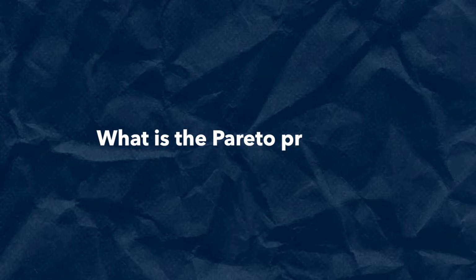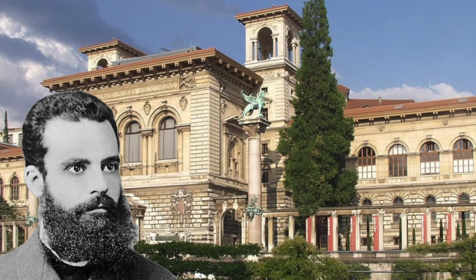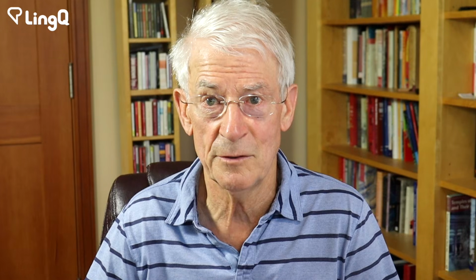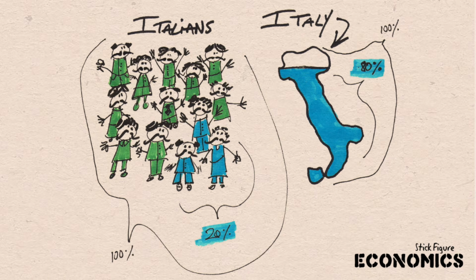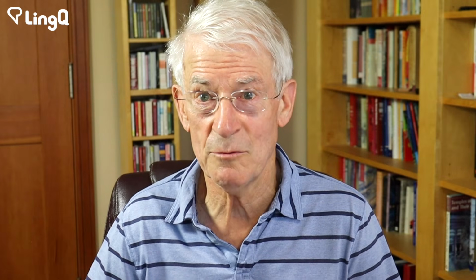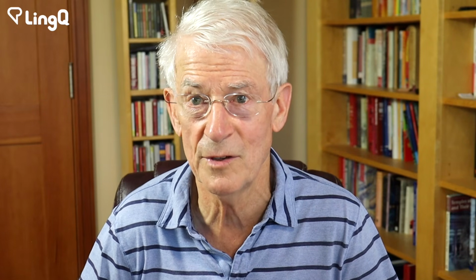But first, let's look at the Pareto principle, where it came from. So Pareto, Vilfredo Pareto, was a professor of economics at the University of Lausanne in Switzerland back in the early 1900s, and he discovered that in Italy, 80% of the land was owned by 20% of the people. He then noticed that the same was true in other countries. And of course, inequality of wealth, inequality of incomes is a factor of life today.